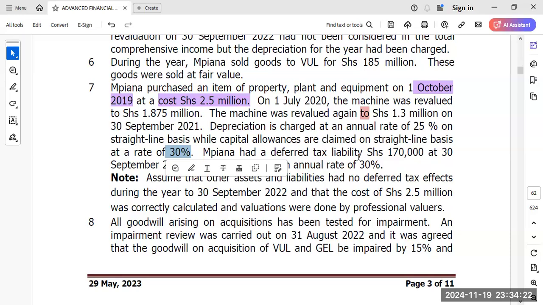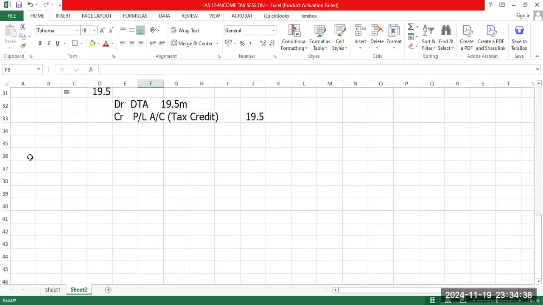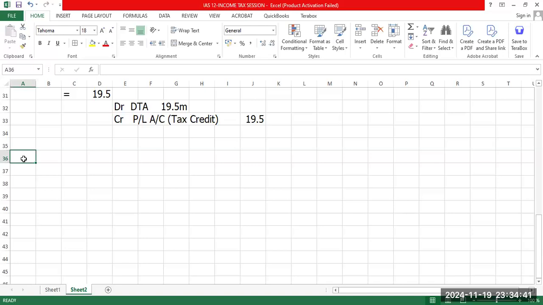This company had a deferred tax liability of this amount in the previous year. So this one you need to be very active. This one we are handling, which note? It is May 2023.